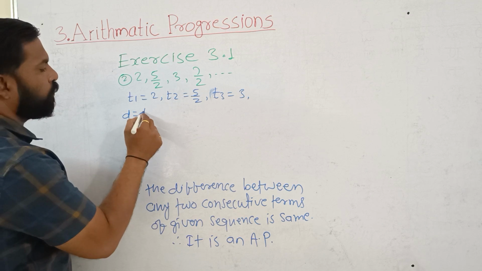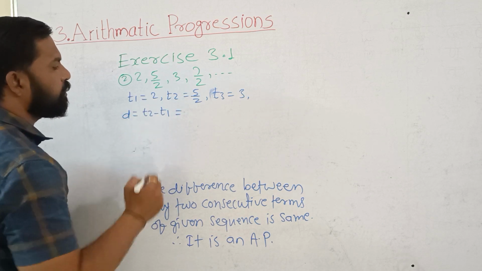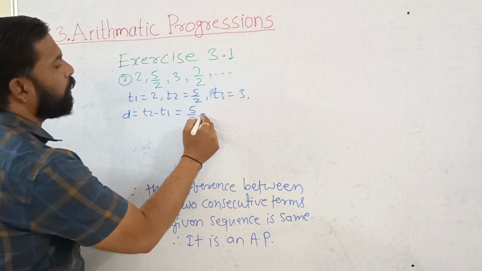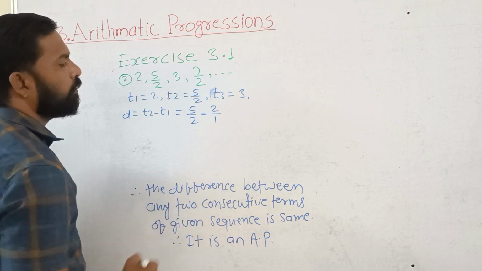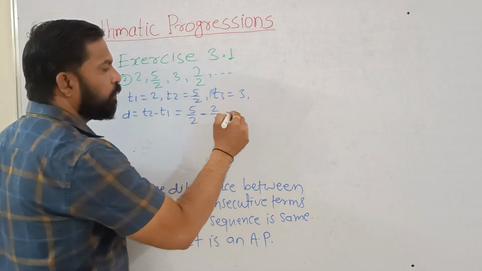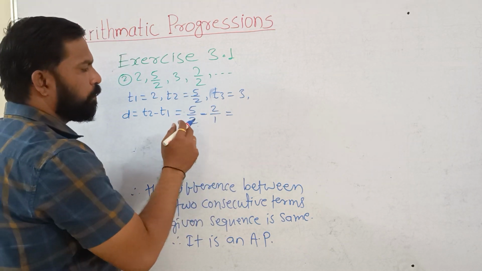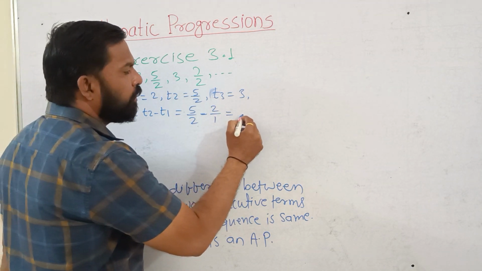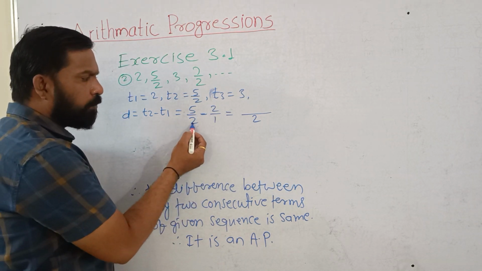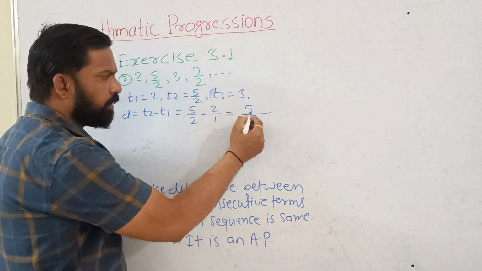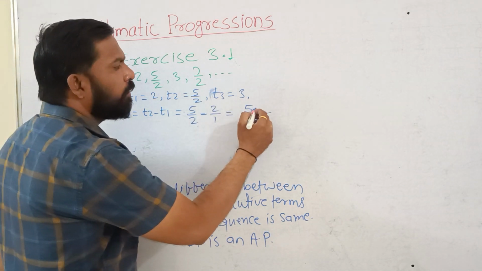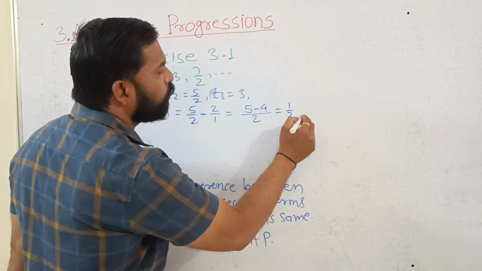D is equal to T2 minus T1, which is equal to 5 by 2 minus 2 by 1, since there is nothing in the denominator, meaning 1 is there. Now the denominators are not equal, so I have to make them equal. Their LCM is 2, you know it very well. How many times has this denominator increased? No increase, as it is. How many times has this denominator increased? 2 times. 2 2s are 4, so 5 minus 4, 1 by 2 is the difference.